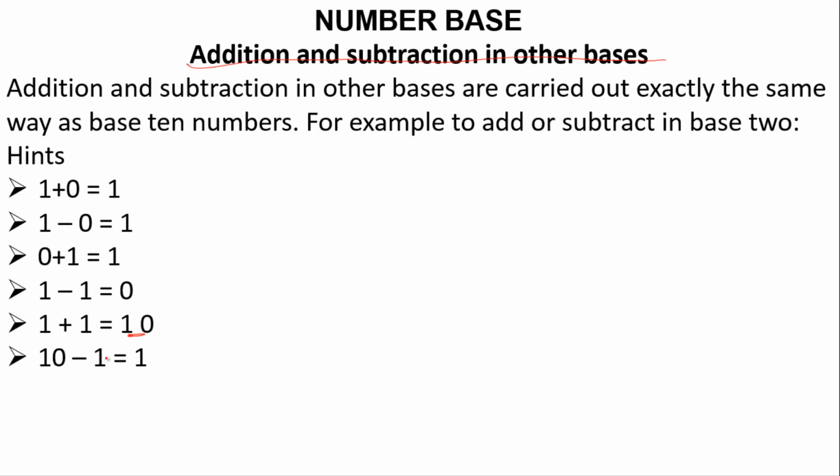10 minus 1 in base 2 will give you what? 1. You'll be asking how. Very simple. I told you this one will have been 2, but you cannot have 2. You can only have 0 and 1 in this base. Therefore, we have it as 10, a 2-digit number. Then when you have 10 minus 1, you move on from that 1, and you have 1. These are the tricks that you can easily use when you are doing addition or subtraction.